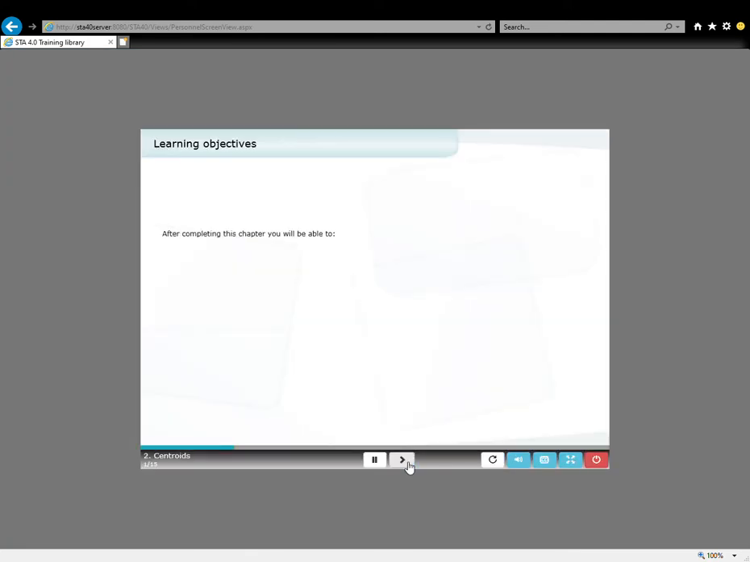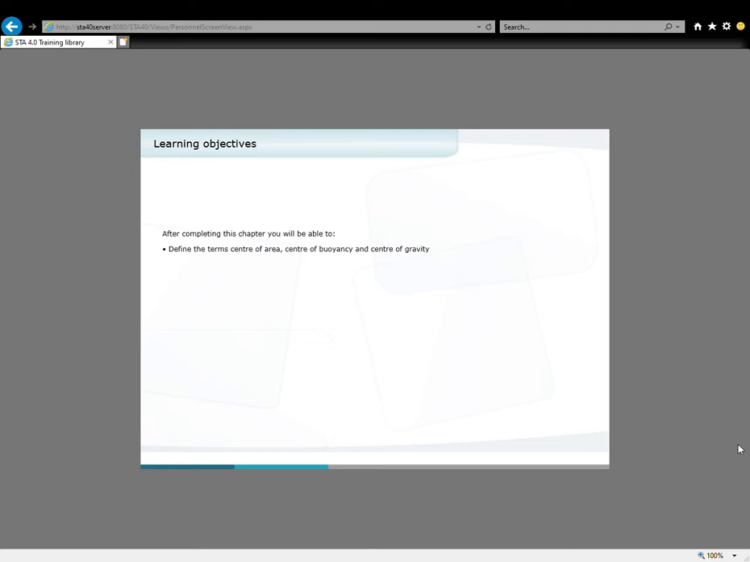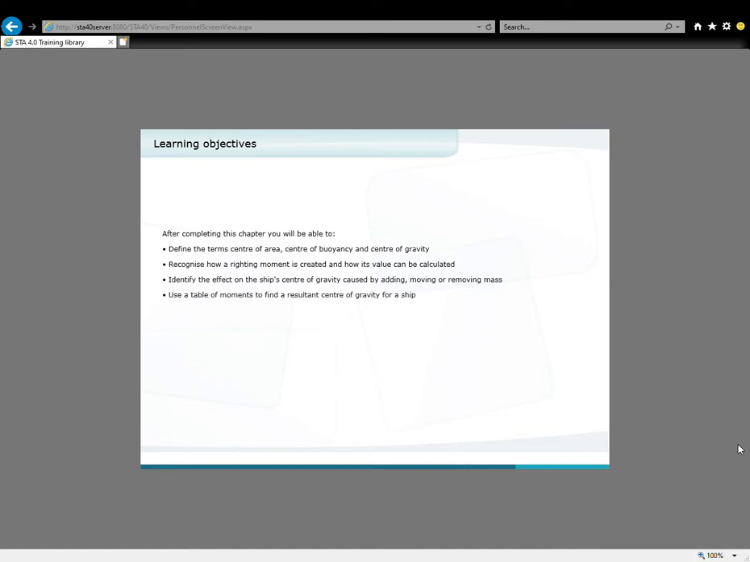After completing this chapter, you will be able to define the terms center of area, center of buoyancy, and center of gravity. Recognize how a righting moment is created and how its value can be calculated. Identify the effect on the ship's center of gravity caused by adding, moving, or removing mass. Use a table of moments to find a resultant center of gravity for a ship.